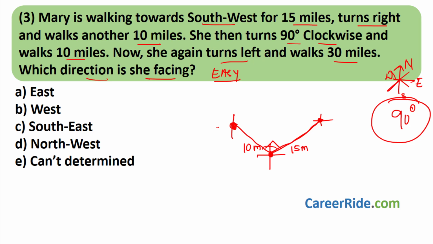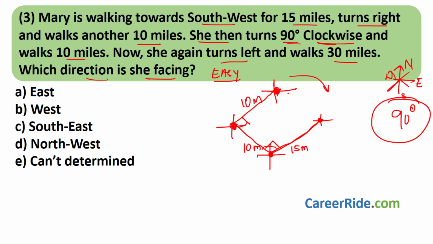Okay, again draw a plus sign. Now she again turns left and walks for 30. No, first they have given that she then turns 90 degrees clockwise. Clockwise is like this, correct? So she will turn 90 degrees clockwise. This is 90 degrees, okay, clockwise, and walks 10 miles. So again she walks 10 miles and she reached at this point.